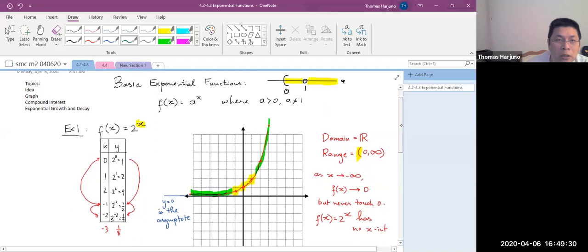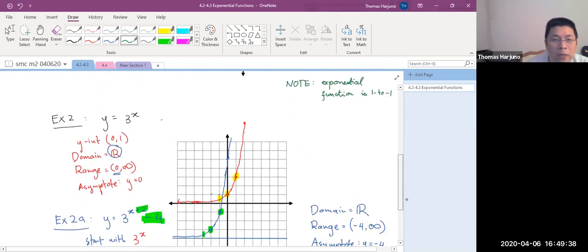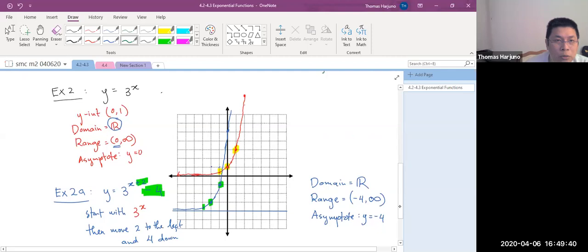While, let's say, example 1, the base is 2. So every time we move to the right, we multiply by 2, multiply by 2, multiply by 2. While, for example 2 and example 2a, the base is 3, which means every time we move to the right, we multiply the previous value by 3. Okay, and it is still an increasing function, therefore it is one-to-one.